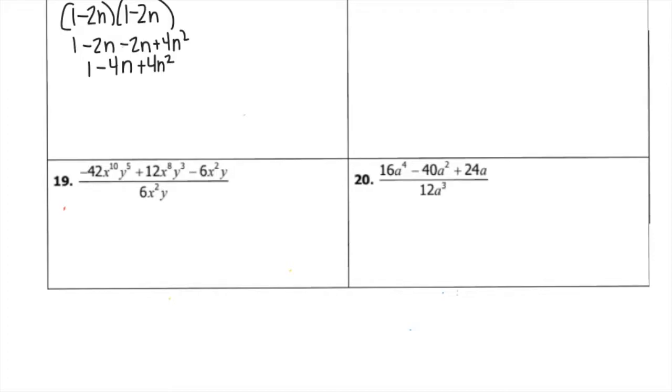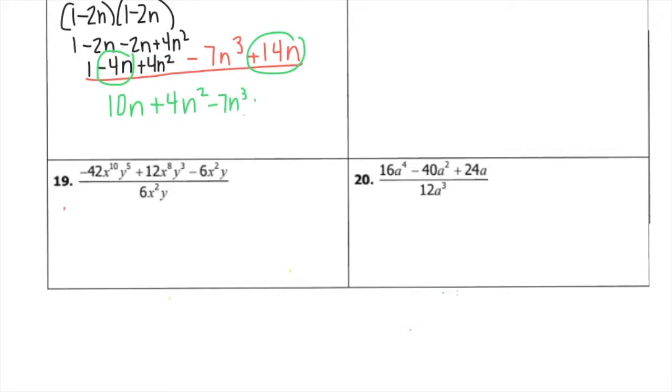Now, over here, you're going to regular distribute. So we have minus 7n cubed plus 14n. Right? So now this is what you have. You're going to combine your like terms. So I have negative 4n with 14n. That's going to give me, I don't know, 10n. And then honestly, the rest you can't combine, so just write your answer in standard form. And that should be it.